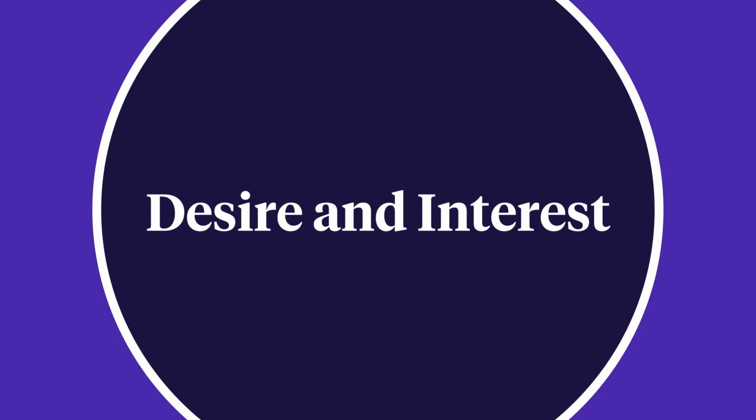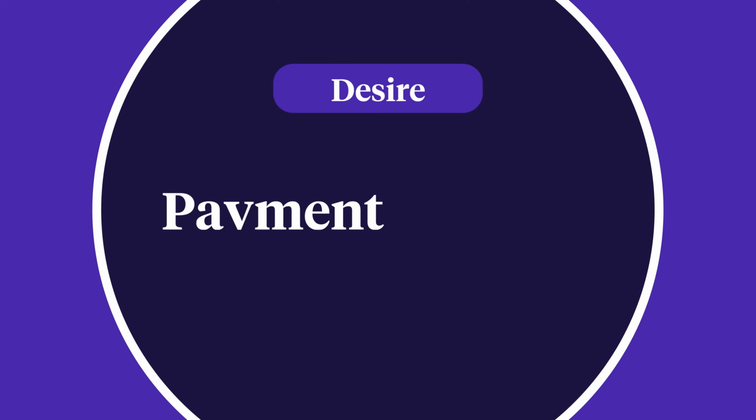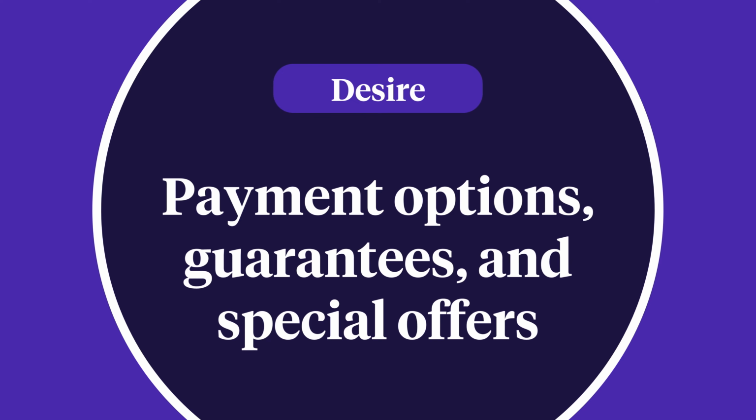Desire and interest. These stages of the buyer's journey have some overlap because each type of visitor is asking questions about who you are or the product you offer. We'll first cover elements that primarily address desire, then ones that address both desire and interest, and then finish with elements that primarily address interest. Payment options, guarantees, and special offers.